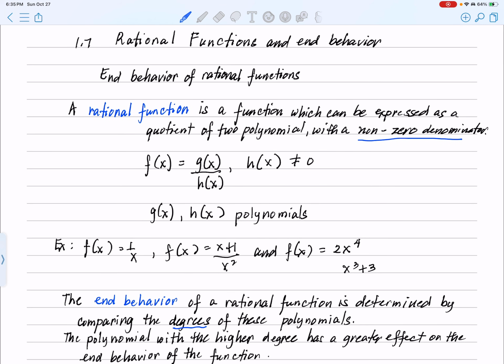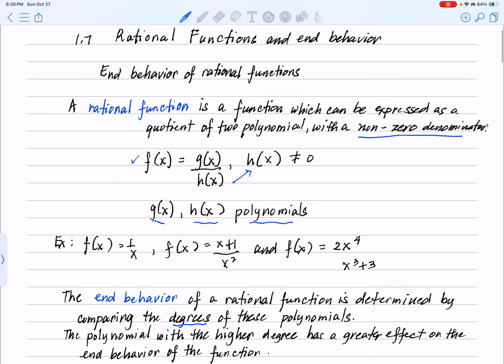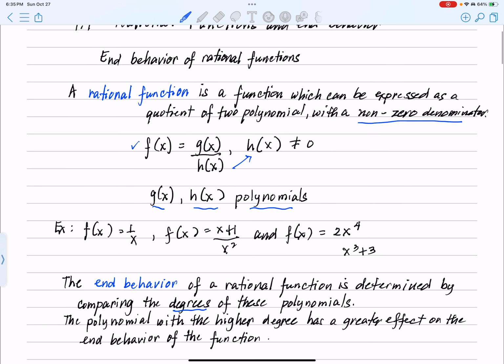For example, you are given f of x equals g of x over h of x, where g of x and h of x are polynomials. So the h of x, which is the denominator, should not be equal to 0. That is what the definition of the rational function says.